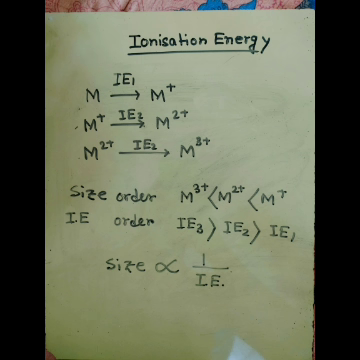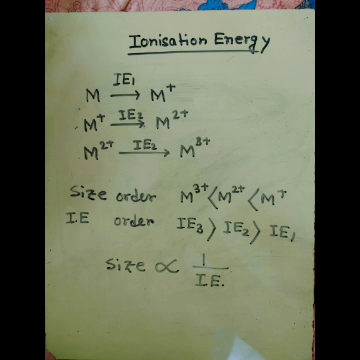Therefore, the third ionization energy is more than the second ionization energy, as well as the second ionization energy being more than the first ionization energy. So the order of ionization energy is IE3 requires more energy than IE2, than IE1.